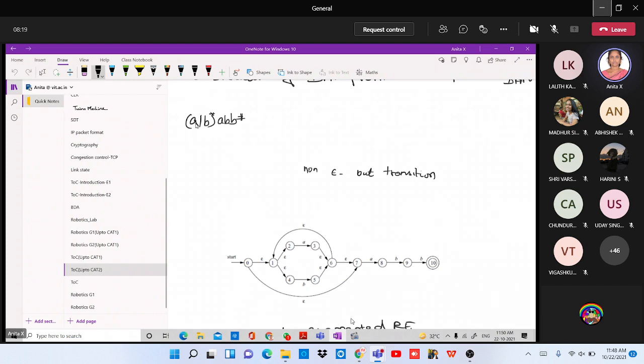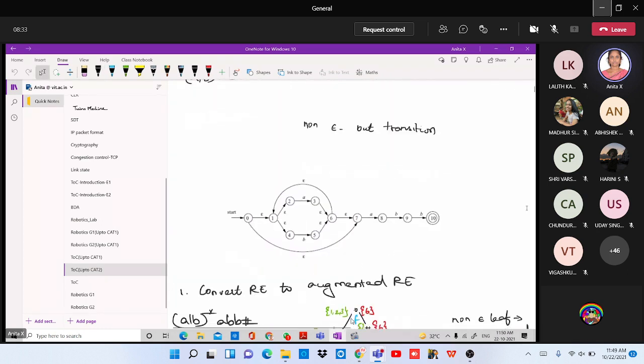So you can directly add the hash. That's it. That is the reason. We are converting the grammar to an augmented grammar. This is the first step. Without augmentation, you will end up with a wrong DFA. So please make a note: you have to concatenate with the hash at the end.